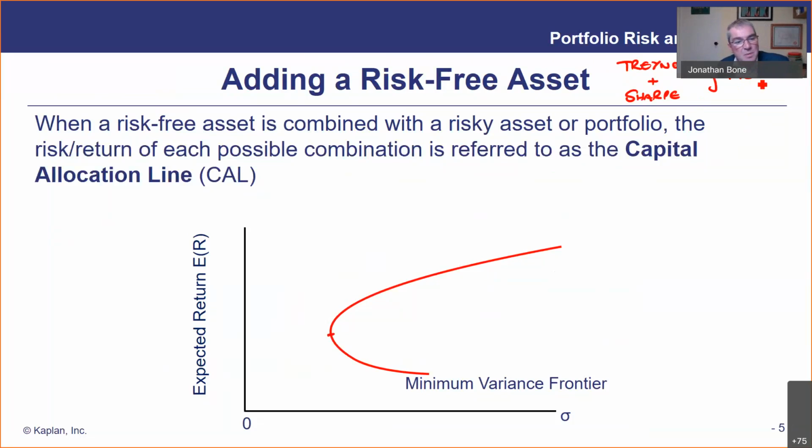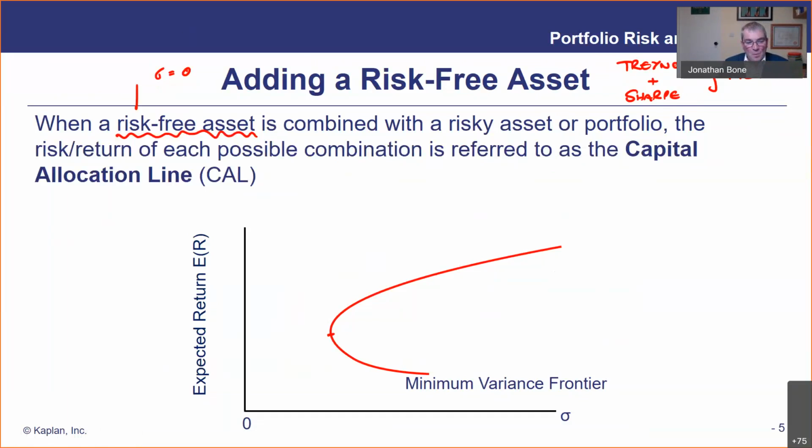So notice what we're going to do is we're going to add a risk-free asset. Now, key thing with a risk-free asset is its standard deviation is 0. It's risk-free. Okay, so it has a 0 standard deviation. That's a terrible attempt at writing standard deviation. There we go. That's a bit better, isn't it? It has a standard deviation of 0.